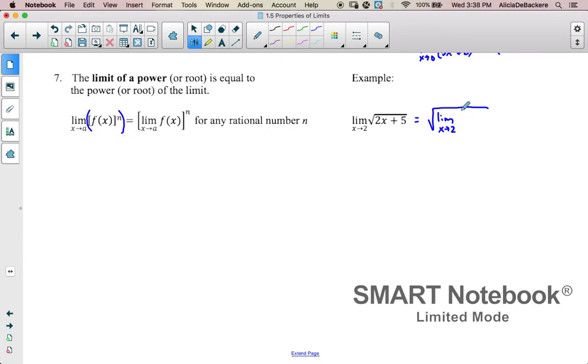And it's just handy to be able to move these things around so that I can sometimes do an easier calculation. A lot of times as well, you'll see that we know that we can plug the 2 in here, so we go right to this step of taking the limit without actually showing that this is really what we were doing in our heads. And so I get the square root of 2 times 2 plus 5, which is the square root of 9, which is 3.